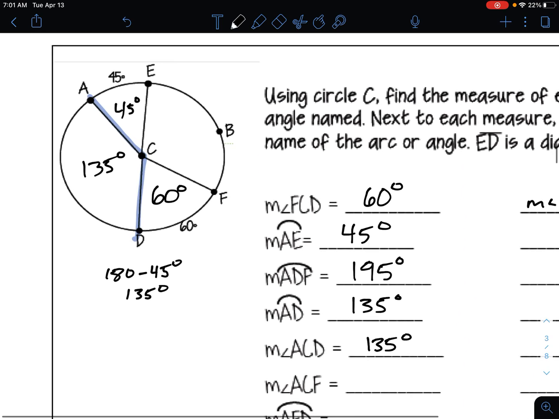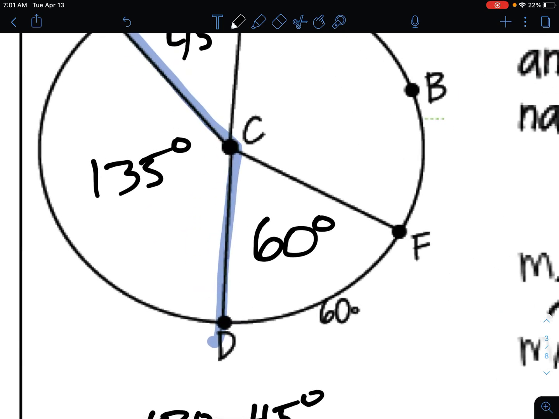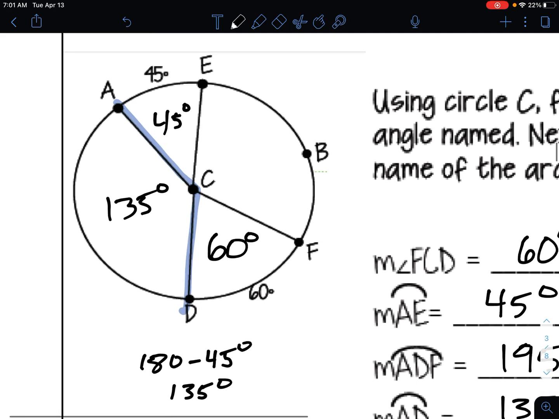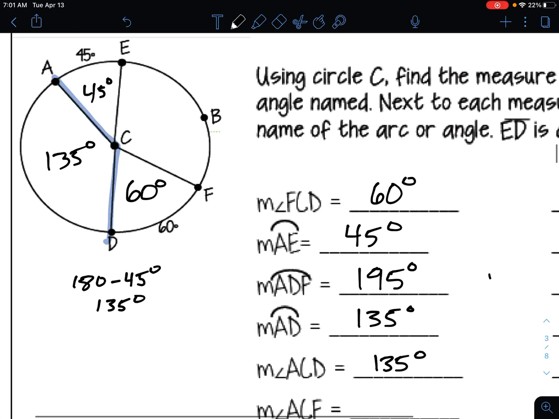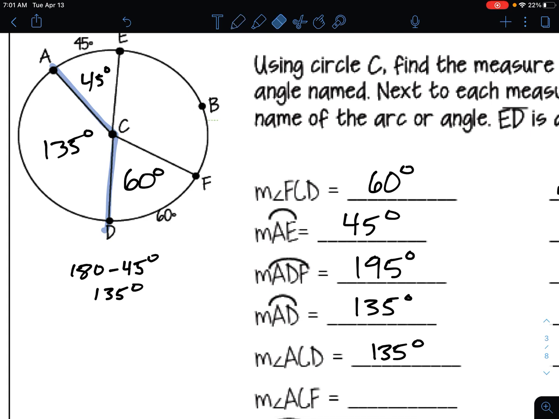You might be thinking some of this is redundant. Well, if I found AD, why are you asking ACD? The idea, again, is to hammer home the central angle, and the degree measure between the two endpoints is the exact same thing. All right? ACF, angle ACF.